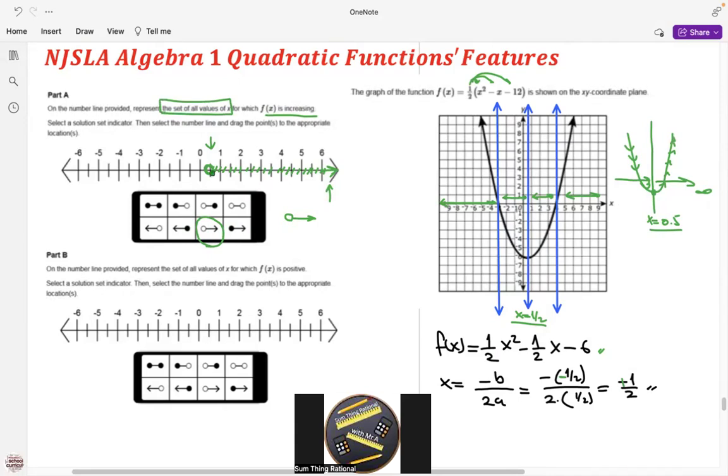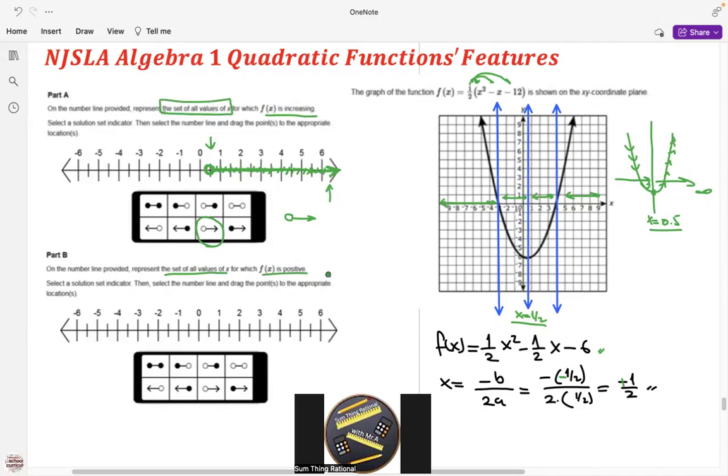Starting point will be 0, 0.5 between 0 and 1, and you should extend all the way this side, where the function is increasing. In the second part of the question, find the set of values of x where the function is positive.